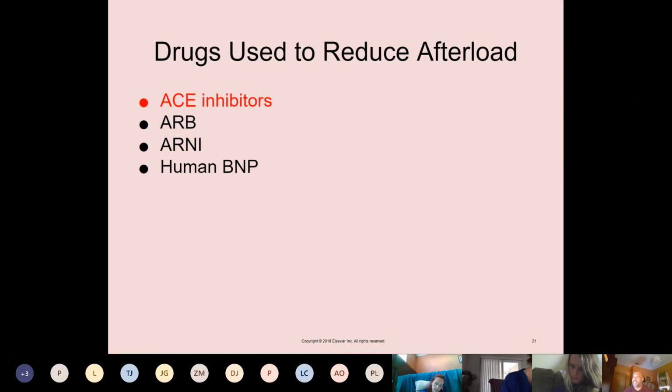As far as ACE inhibitors, we're talking about enalapril. Vasotec doesn't have a pril, but it is an ACE inhibitor. And also Monopril is another one. The doctor, or clinician, may prescribe these drugs for patients with mild heart failure from left ventricular dysfunction.